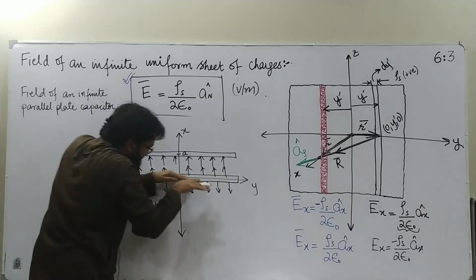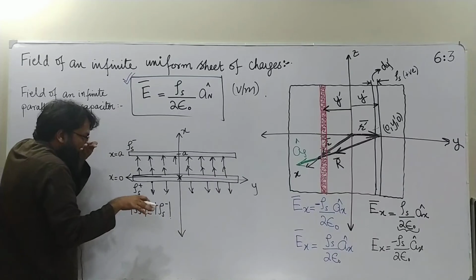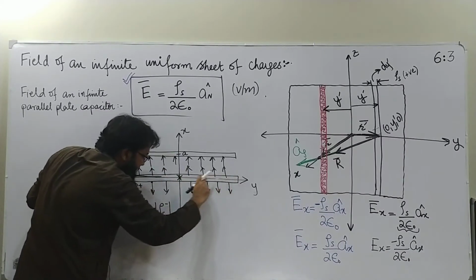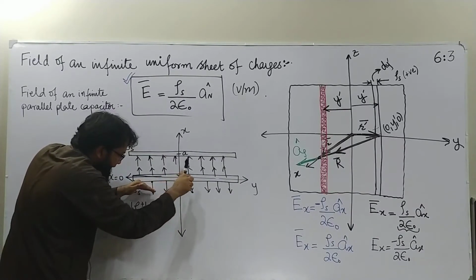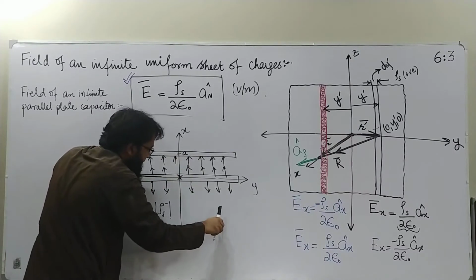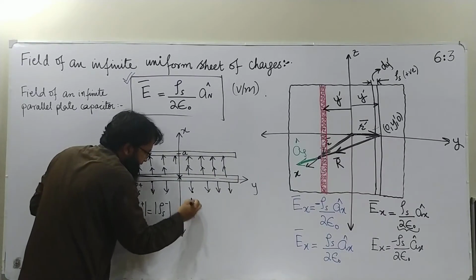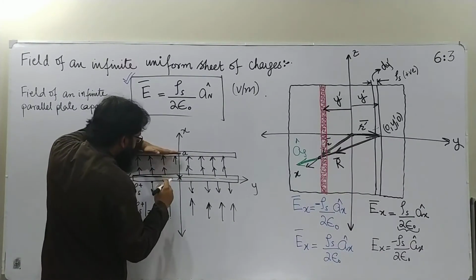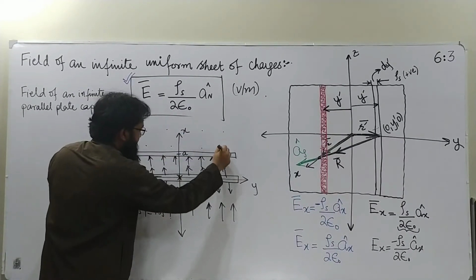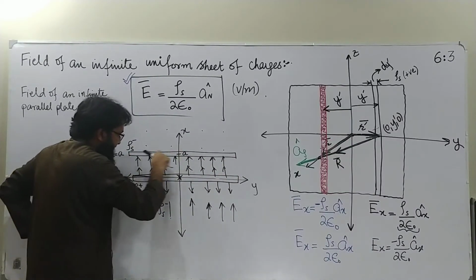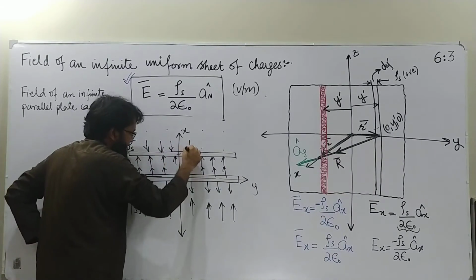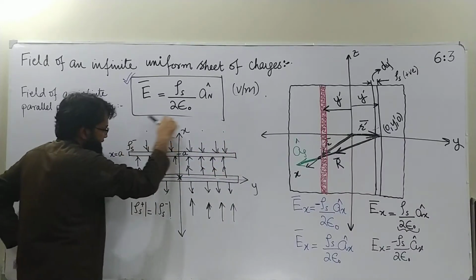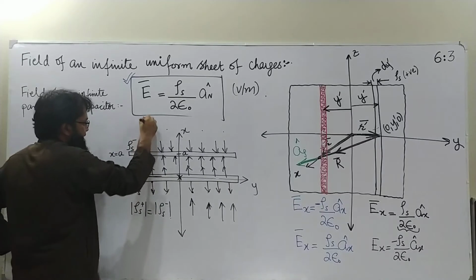And at the bottom, below the positively charged sheet, the direction of the field due to this sheet will be downwards, and the direction of the field due to the negative sheet will be upwards. Anywhere above the negatively charged sheet, the direction of the field due to this negatively charged sheet will be towards the sheet, and the direction of the field due to the positively charged sheet will be away.